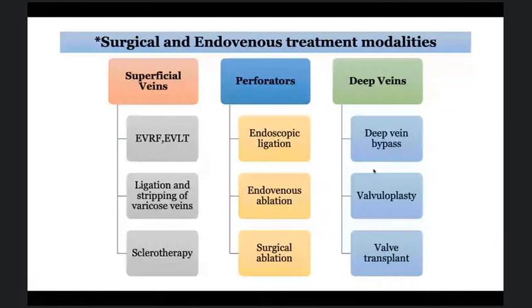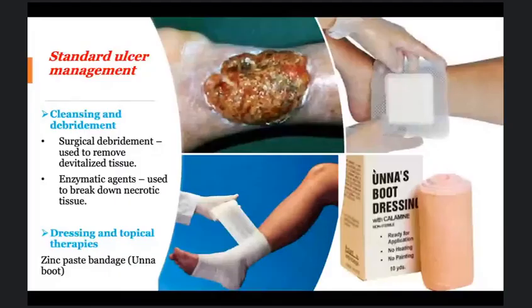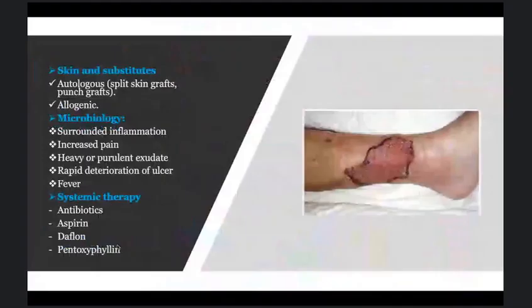Standard ulcer management, as I said before, first, debridement. Surgical debridement is used to remove devitalized tissue. Sometimes we use enzymatic agents on the wound to break down necrotic tissue. For topical therapies, we use a special zinc paste bandage called Unna boot. Sometimes we use skin substitutes and skin grafts, autogenous or allogenic skin graft.